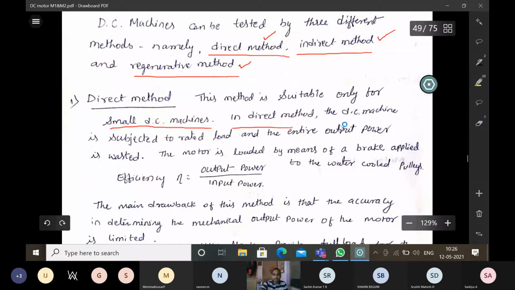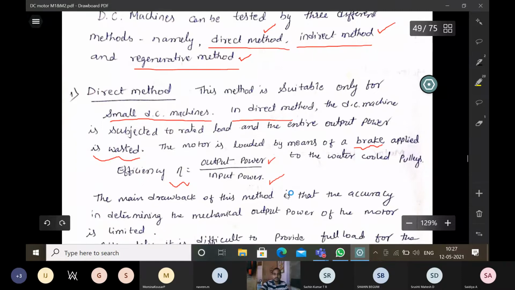In the direct method, the DC machine is loaded to rated load and the entire output power is wasted. Therefore, the motor is loaded by means of a brake. Brake means a belt drive connected to the shaft of the motor, applied to water cooled pulleys. For that purpose, so much heat is produced, so we need some cooling. Water is poured on the brake drum to reduce the heat. That is the direct method, and efficiency can be calculated as output power divided by input power.